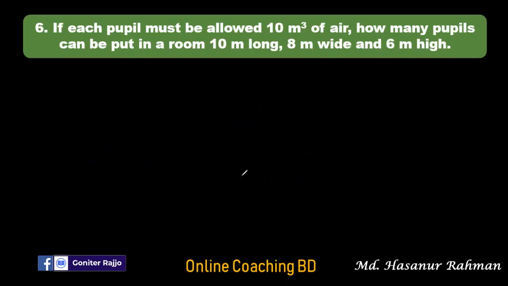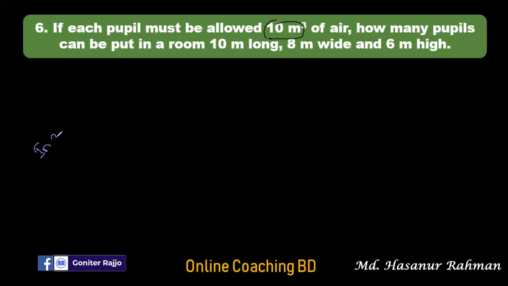Now, number 6. Number 6 says, if each pupil must be allowed 10 meter cube of air, how many pupils can be put in a room 10 meter long, 8 meter wide, and 6 meter high? Here, one volume is given. That means a man can take 10 meter cube of air. Now, we have to find out how many men or how many pupils can be put in a room of 10 meter long, 8 meter wide, and 6 meter high. So how can we solve this problem?